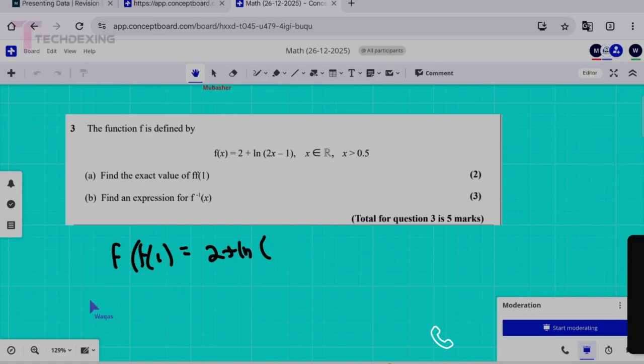So you're trying to find f of 1, right? We don't need to write any extra f right now, we are just trying to find f of 1, so we can write it like that.